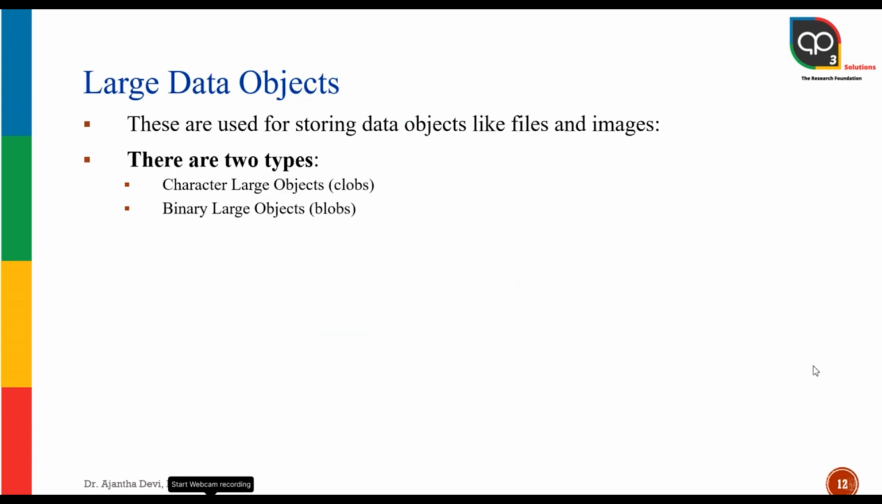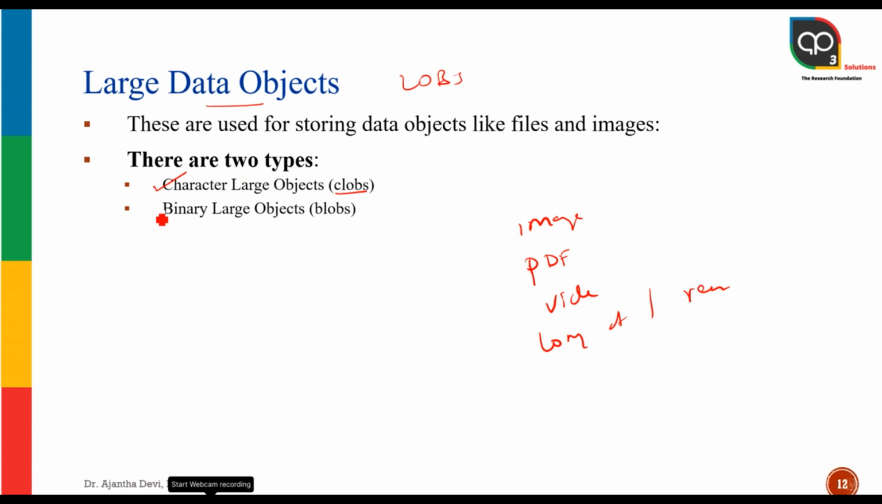Okay, now let's talk about large data objects. Sometimes we need to store more than just text or numbers, such as images, PDF files or videos, or even long articles or a resume. For this, SQL provides 2 things. One is character large object, shortly specified as CLOBs. It stores large blocks of text such as blog content or articles.